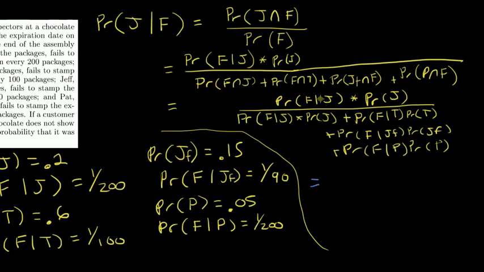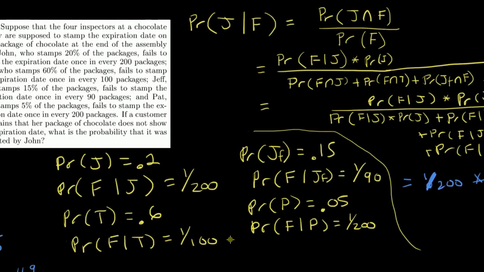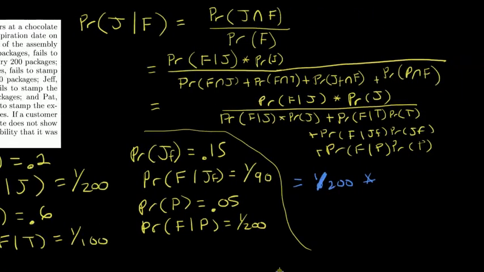So I have the probability that Jeff, not Jeff, I keep on mixing up the J's. Up top here, the probability of failing given that John is the one who stamped it: 1 out of 20, not 20, but 200. 1 out of 200, John made a mistake, times the probability that it was John. John did 20%, so 0.2. Divide that by fail given it was John, times 0.2.